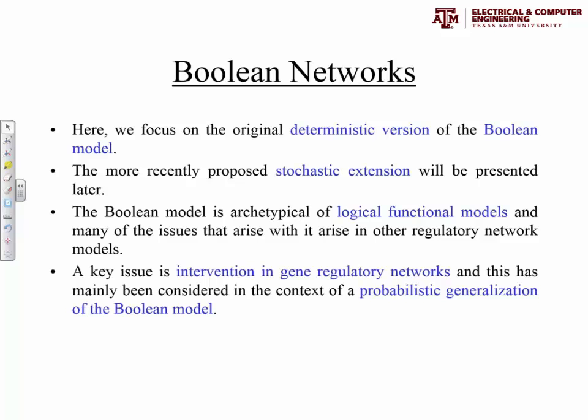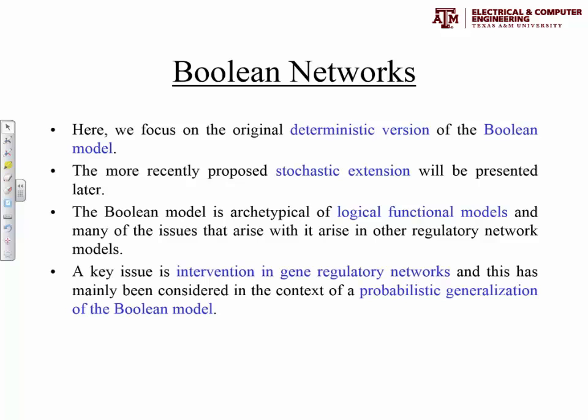Now, we are going to focus on what are called Boolean networks, where there is binary quantization. Each gene is assumed to be either on or off, only 2 states. Here we focus on the original deterministic version of the Boolean model, and the more recently proposed stochastic version will be presented a little bit later. The Boolean model is archetypical of logical function models, and many of the issues that arise with it arise in other regulatory network models, like differential equations, Bayesian networks, dynamic Bayesian networks, and so on. But we are just focusing on the Boolean model because similar statements can be made about those other modeling paradigms too.